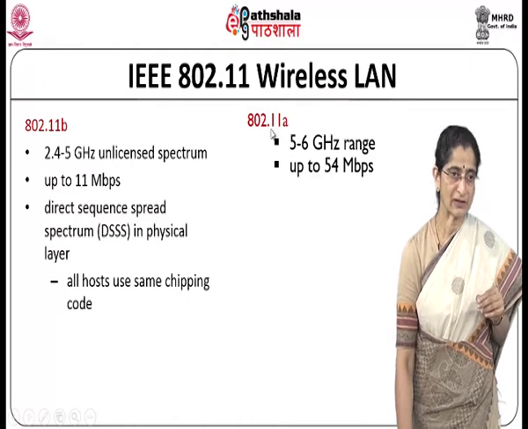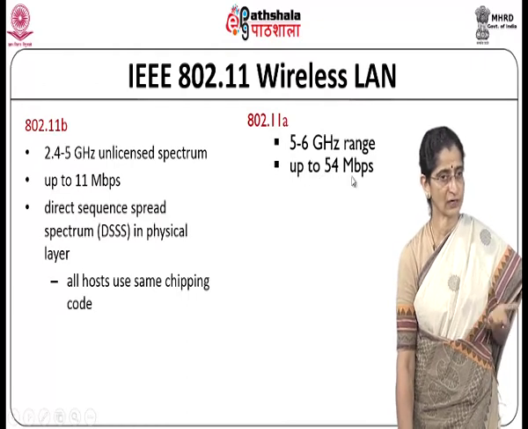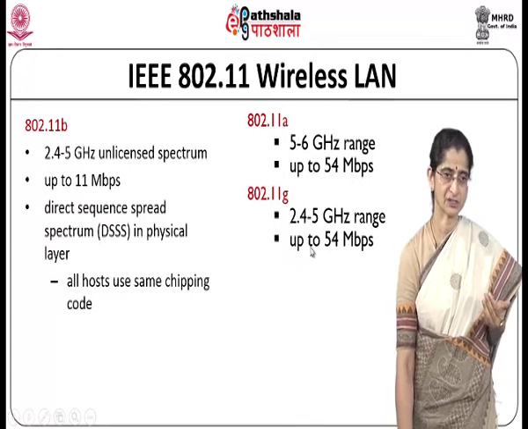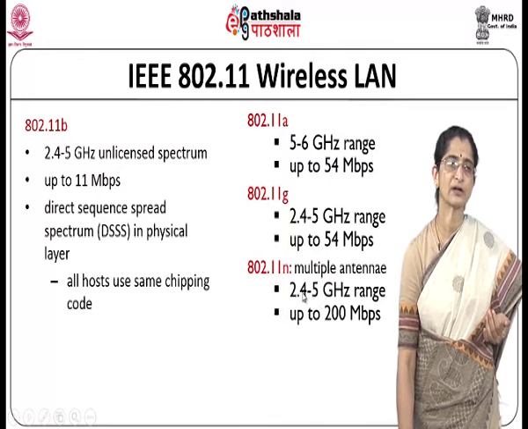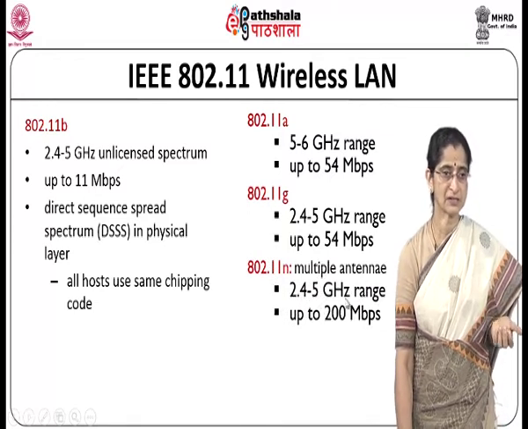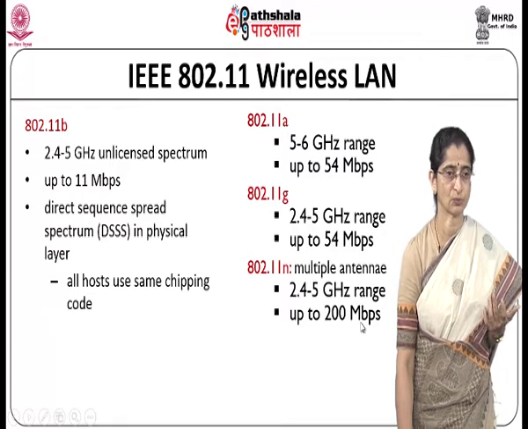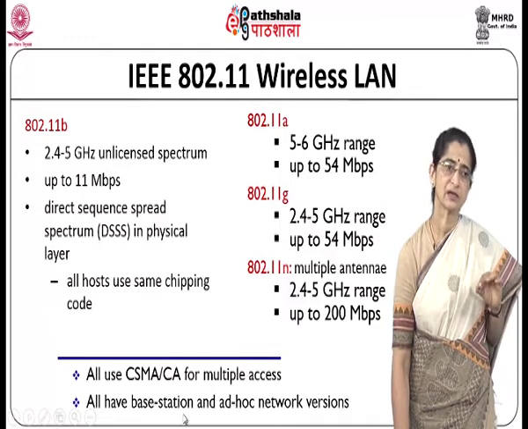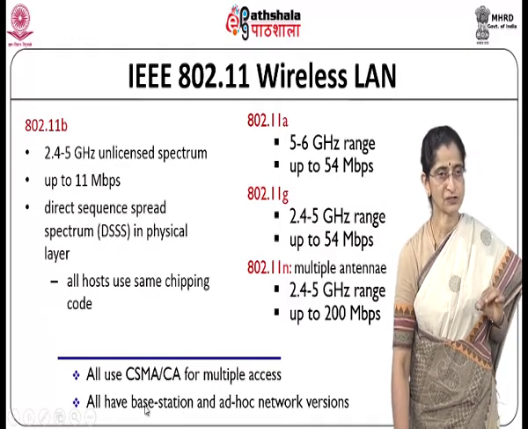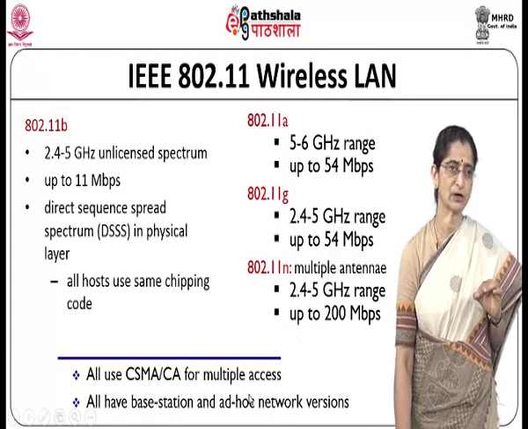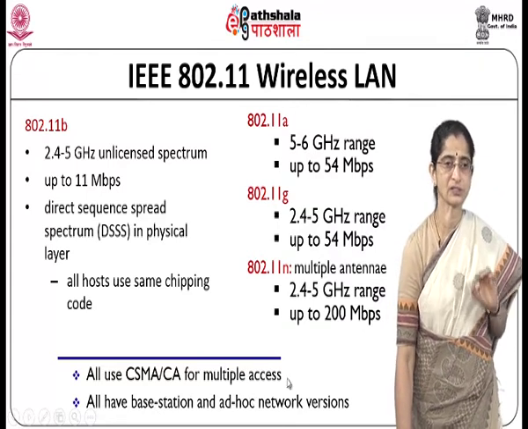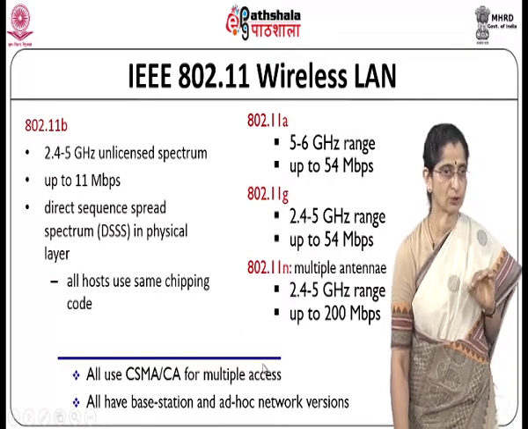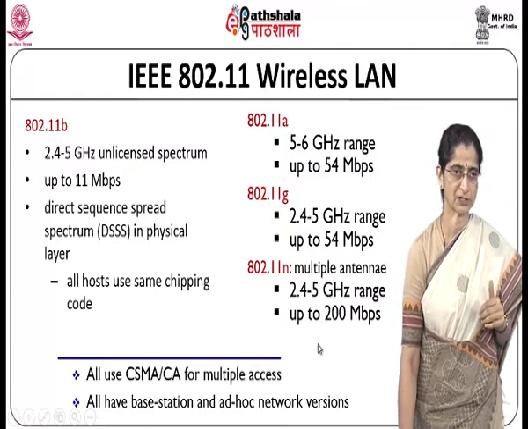Then we have 802.11a, which works in the 5 to 6 gigahertz range. You can have up to 54 megabit per second data rates. 802.11g works in the 2.4 to 5 gigahertz range, up to 54 megabit per second. And then 802.11n, where you use multiple antennas, and therefore you can have up to 200 megabit per second and so on. All of them use a particular technique called CSMA-CA for multiple access, and all of them support both the infrastructure mode of operation, which is the base station mode, and the ad hoc mode of operation that we mentioned. So we need to understand what CSMA-CA is. That is the key multiple access protocol that is used in 802.11. We will look at that shortly.